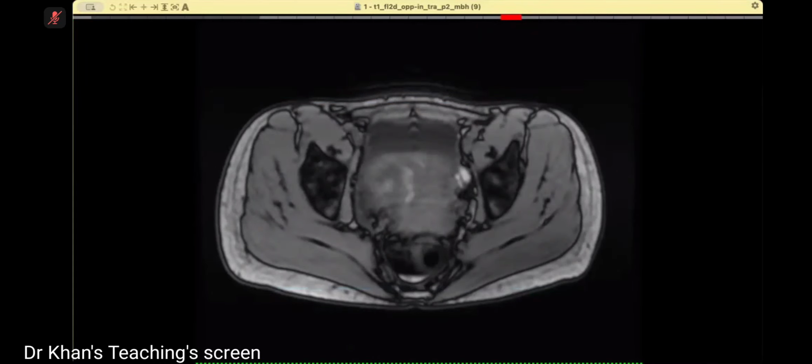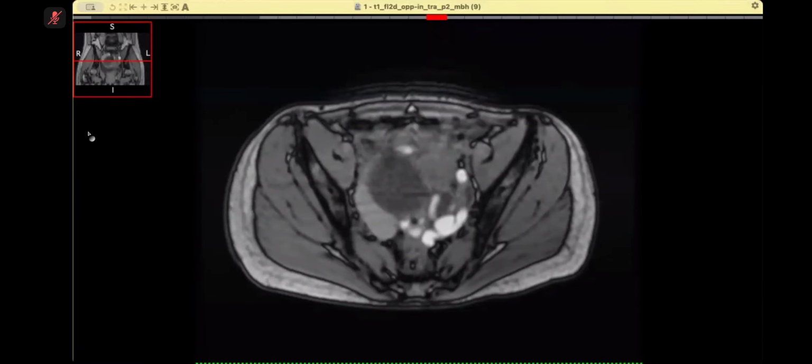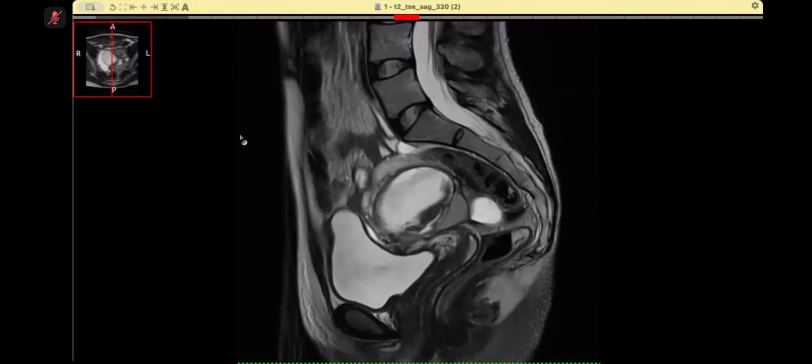Second thing is, when there is endometriosis, deep pelvic endometriosis, the key thing is that you have to look for other findings, and the best sequence in the gynae world is a sagittal.